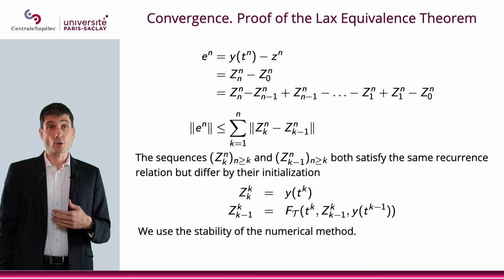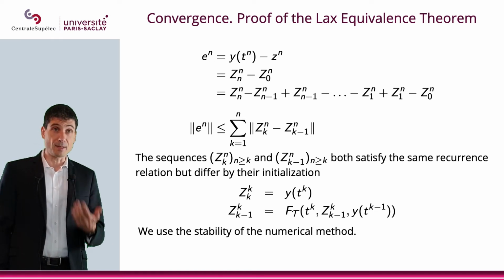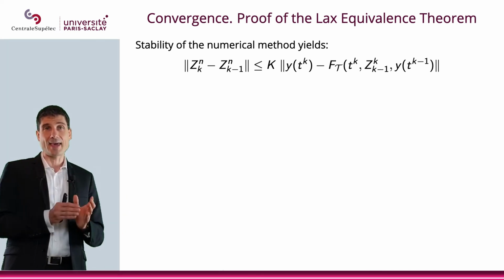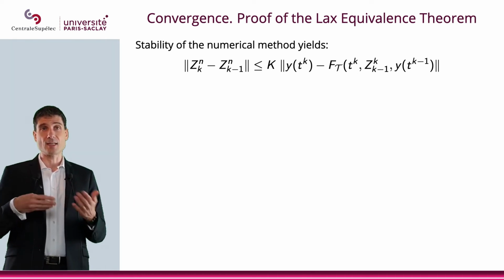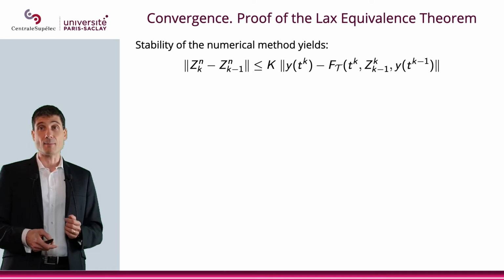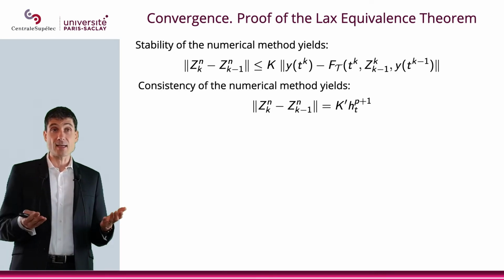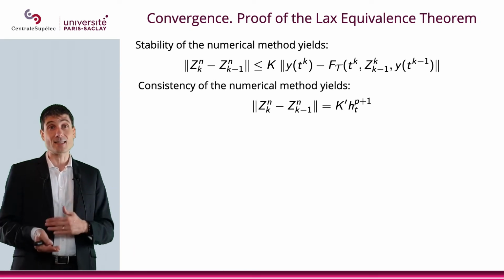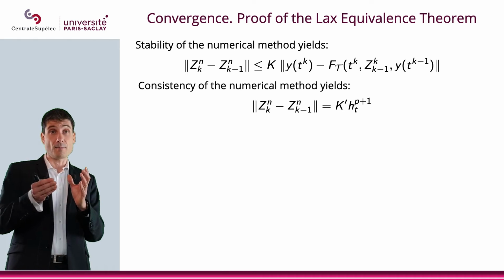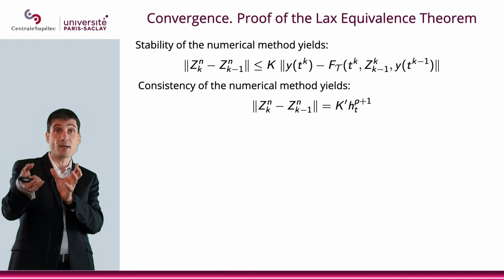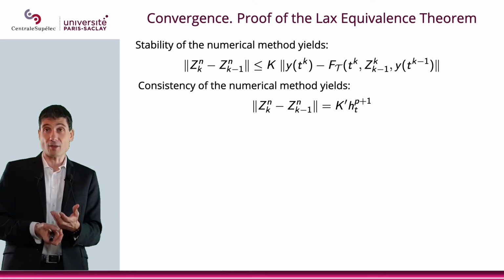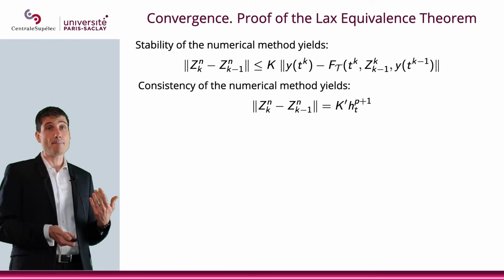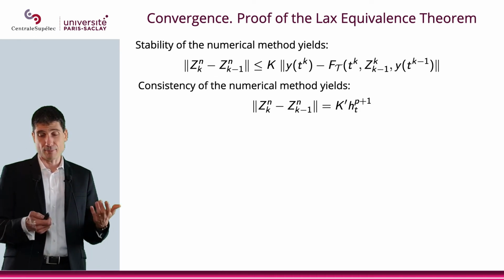So now what we're going to do is to use the stability of the numerical method. The stability of the numerical method says that Z^n_k minus Z^n_(k-1) is bounded above by K times the norm of y of tk minus f of t(k-1), Z^k_(k-1), that is y of tk minus the scheme applied to y of t(k-1). And then we say that the consistency of the numerical method will yield that this norm is itself bounded. So we end up with Z^n_k minus Z^n_(k-1) bounded by K prime h to the power p plus 1.